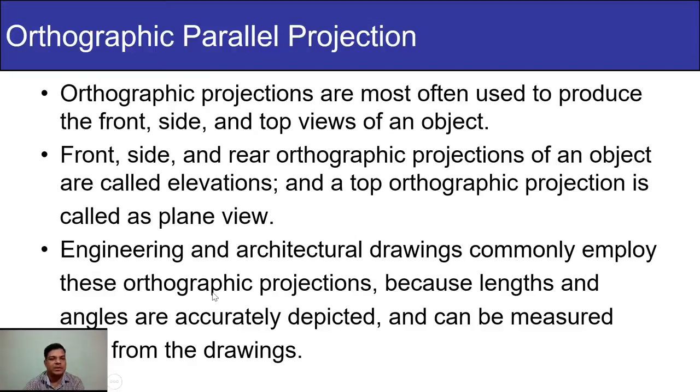Such projection is used in engineering and architectural drawings, which commonly employ these orthographic parallel projections because lengths and angles are accurately depicted and can be measured from the drawings. Parallel projection is normally used in engineering and architectural drawings because we are able to calculate exactly what the figure dimensions are, so that we have a good idea about the image that we have drawn on the paper.